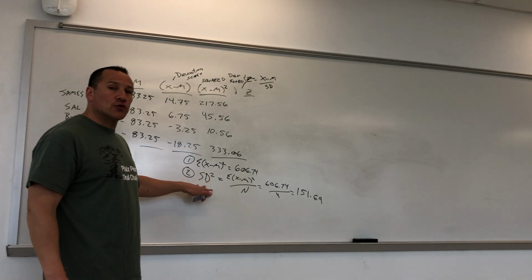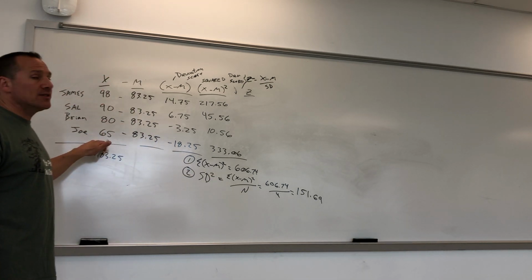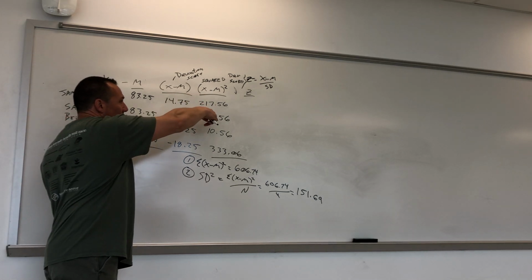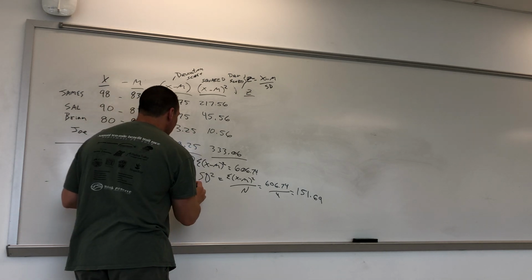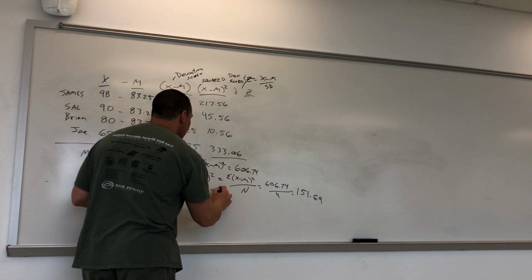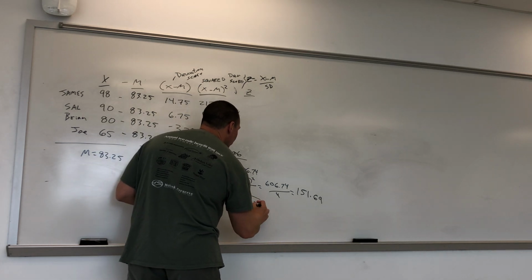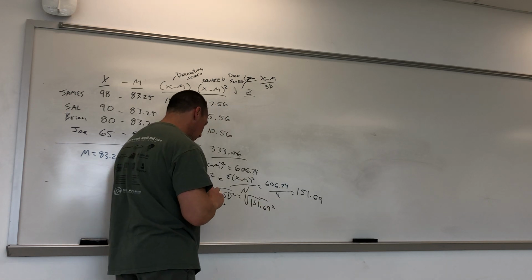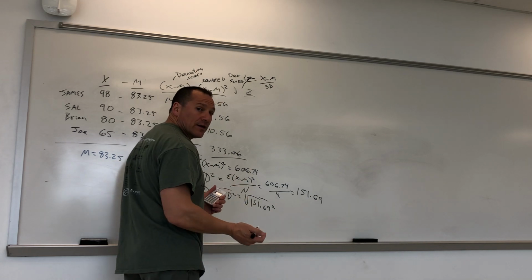Okay, 151.69. Now you remember, that is still in the world of squared numbers. That's why we have this squared here. It's not on the scale that these numbers are on, because these are non-squared. Remember, we squared it along the way. We haven't undone that yet. We need the standard deviation. So the standard deviation is the square root of SD squared, the square root of 151.69, which equals 12.72.